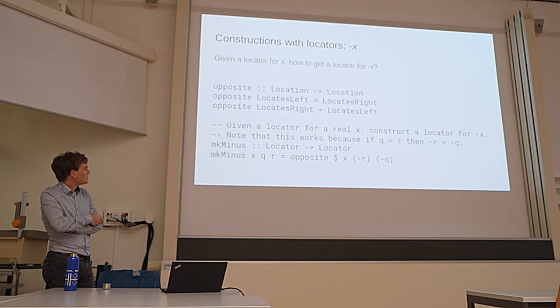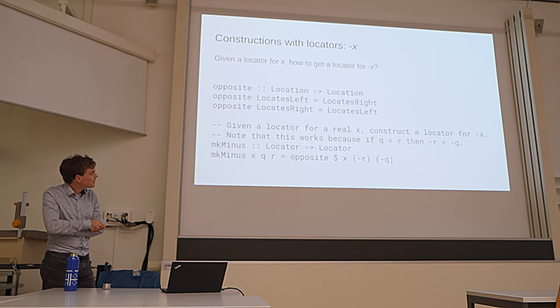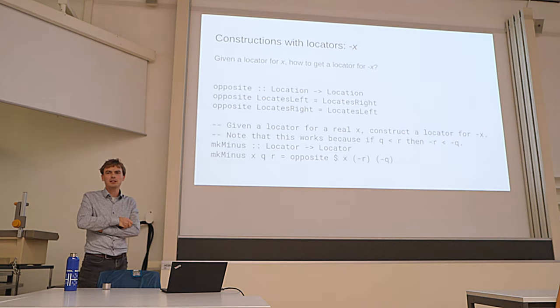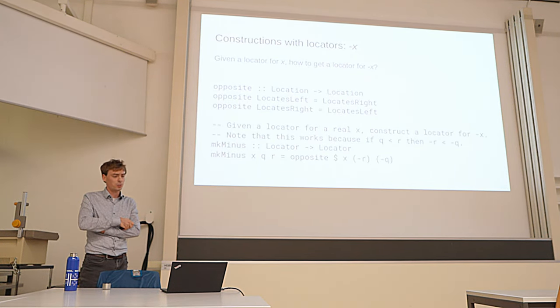If you then want to compute minuses for locators, you take your locator, which I call x here, as an input. You take your two inputs for the output locator, and you evaluate x on the flipped inputs, and then you take the flip of the location. Again, you have to draw the picture to see that it is correct, but it is correct. In particular, it works because if q is less than r, then minus r is less than minus q. So this is how these constructions with locators work.